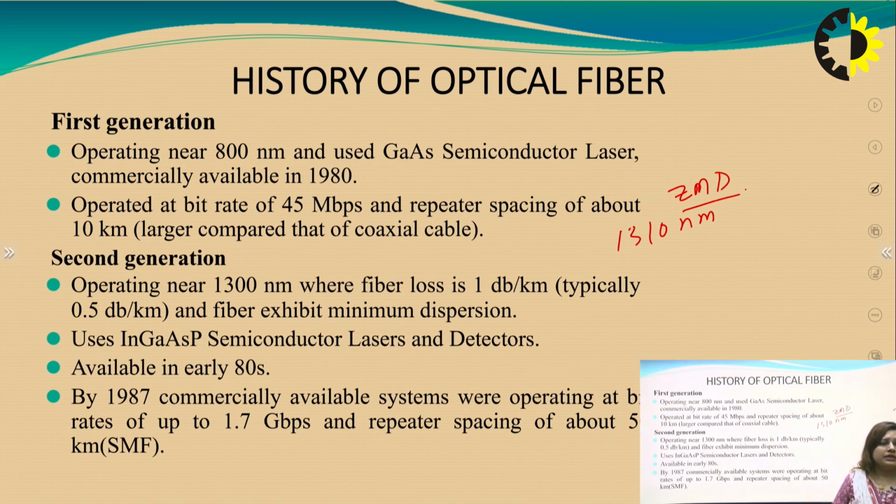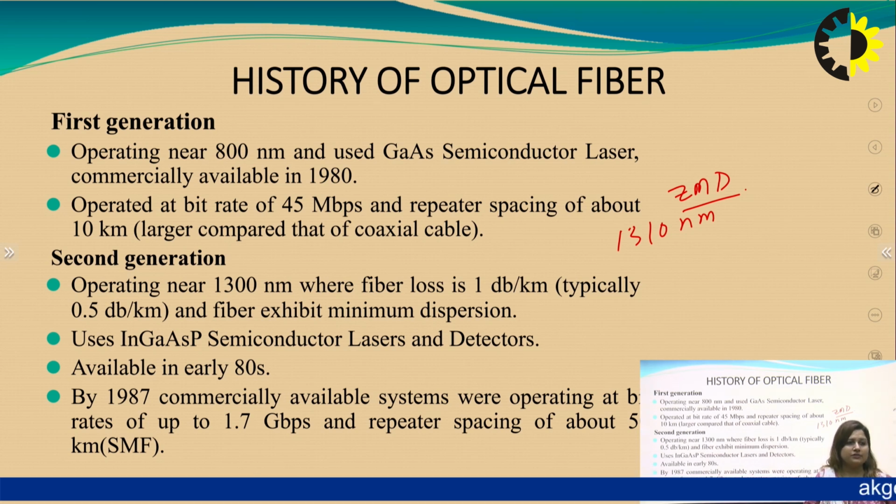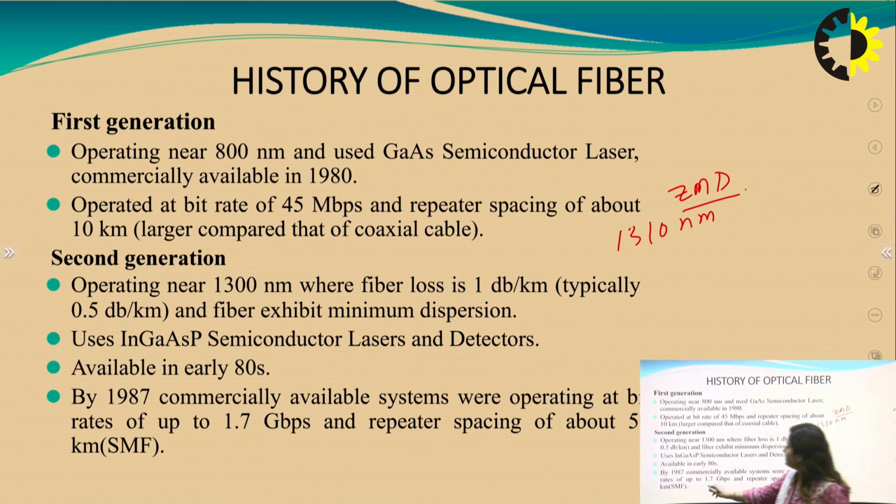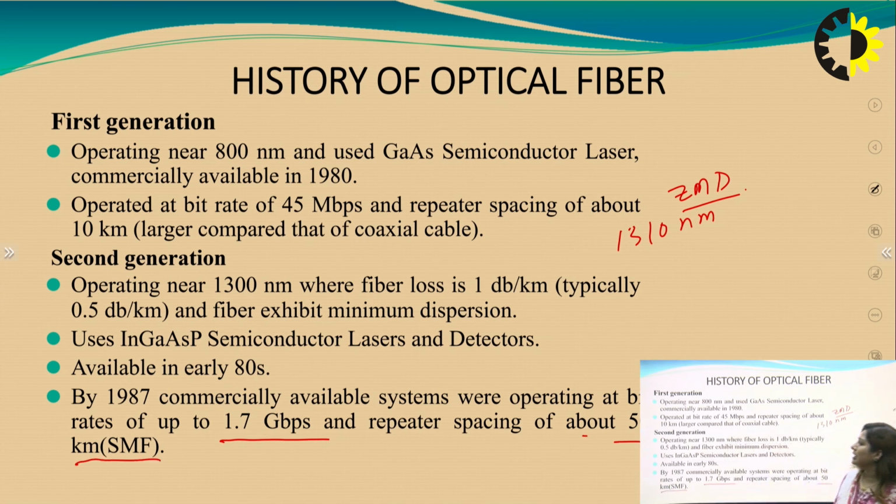It basically uses indium gallium arsenide phosphide, which is a quaternary compound semiconductor, for the laser and detector. In the lasers we have a continuous wave laser, and in the detectors we have a PIN detector or an avalanche detector. You can use any detector according to the application. These second generation optical fibers worked in the early 80s. By 1987, commercially available systems were operating at a bit rate of around 1.7 Gbps, and the repeater spacing was around 50 kilometers, much higher than the first generation's 10 kilometers.